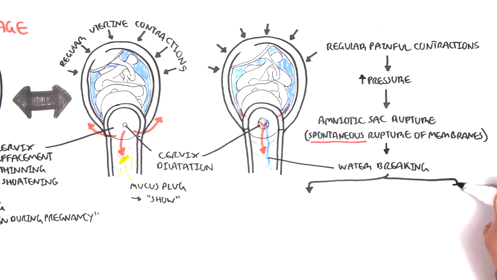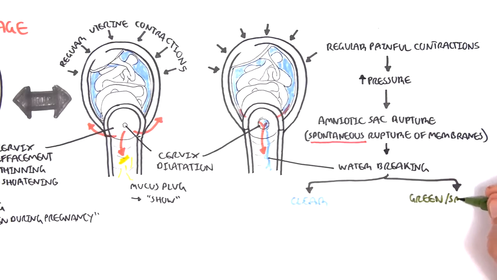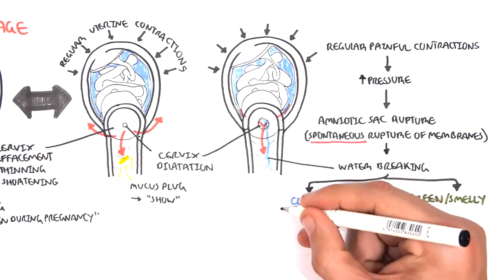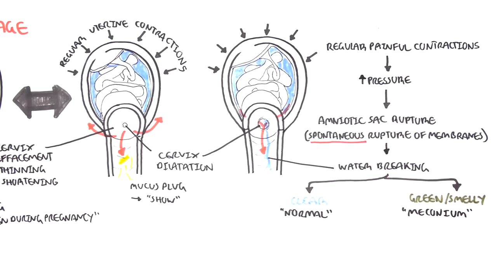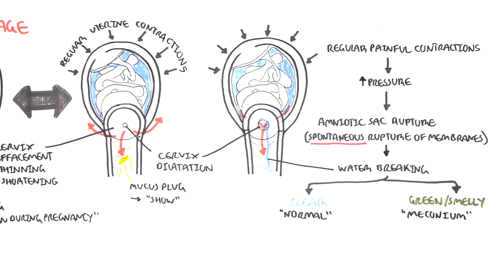coming out. It's important to know that the water, or the fluid in this instance, is usually clear, which is normal. However, if the amniotic fluid is green or smelly, this indicates meconium. Meconium is the first poo that is passed out by the fetus. This can be dangerous because if the fetus poos in the amniotic fluid, the fetus can swallow this amniotic fluid and it can go into the lungs. This is known as aspiration, and it can cause respiratory problems called meconium aspiration.